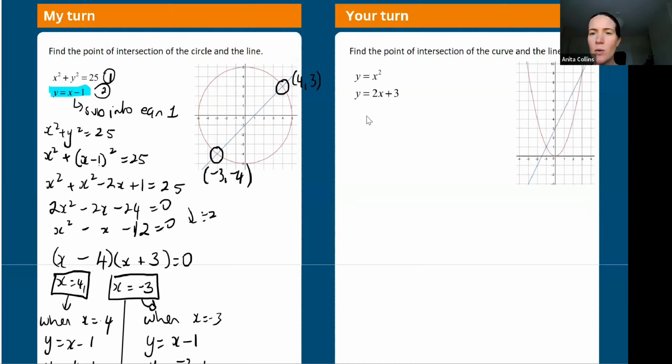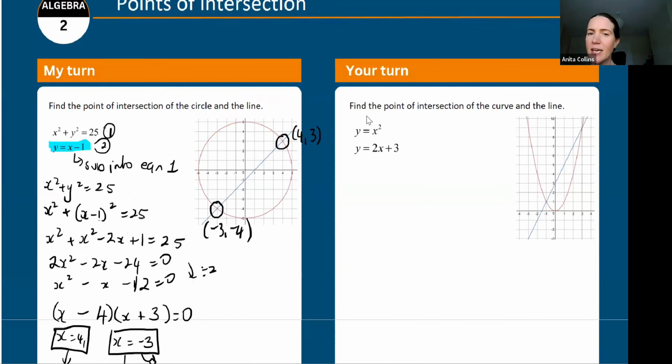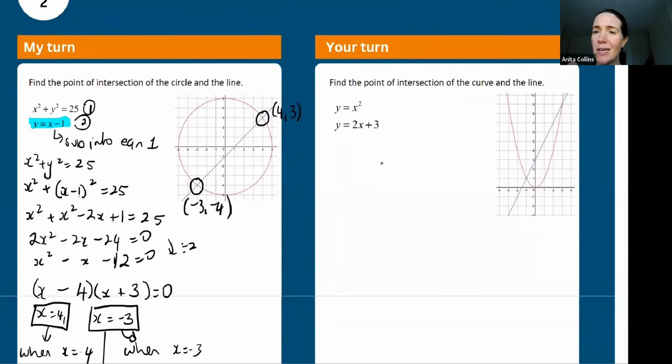So I'd like you to have a go at this question here. In this case, we have got a U-shaped quadratic graph which is the first one, the y is equal to x squared. It's your basic, your kind of parent graph for quadratics. And then you've got a linear, y is equal to 2x plus 3. y is already the subject, so this should be straightforward enough. So pause, have a go, and press play when you're ready to see me doing it.